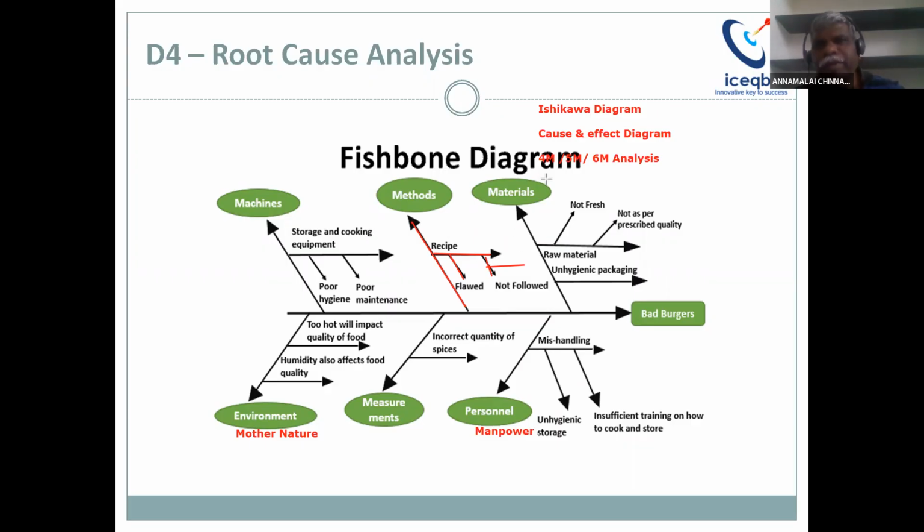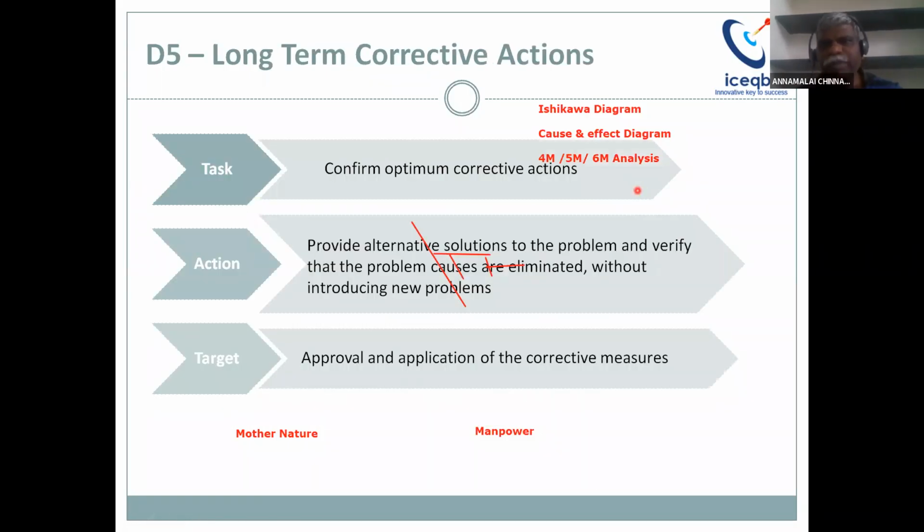So the fishbone diagram or the cause and effect diagram will help you to find out the root cause of the problem. So you can use either the 5-why analysis or the fishbone diagram in order to find out the root cause of the problem.